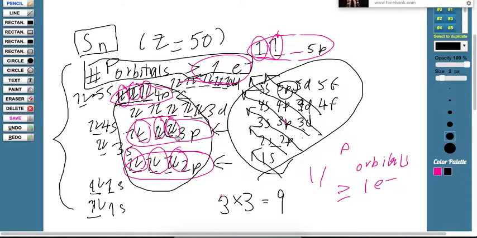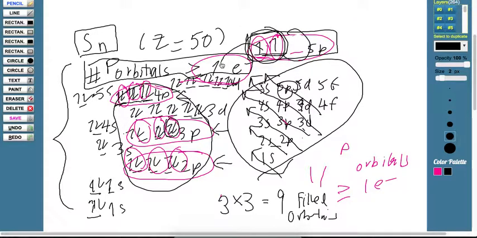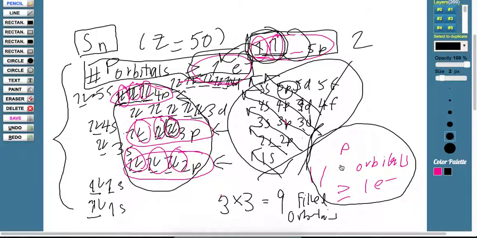They actually have 2 electrons each, which is the maximum. So this is 9 filled orbitals. Then we look at the 5p sublevel, and we notice that 2 out of 3 orbitals have electrons in them, and they have 1 electron each, which satisfies the greater than or equal to 1 electron condition. So in total we have 2 plus 9, which gives us 11 orbitals found in the p subshell with at least 1 electron, so it can be 1 or 2. That is the solution to the first question.